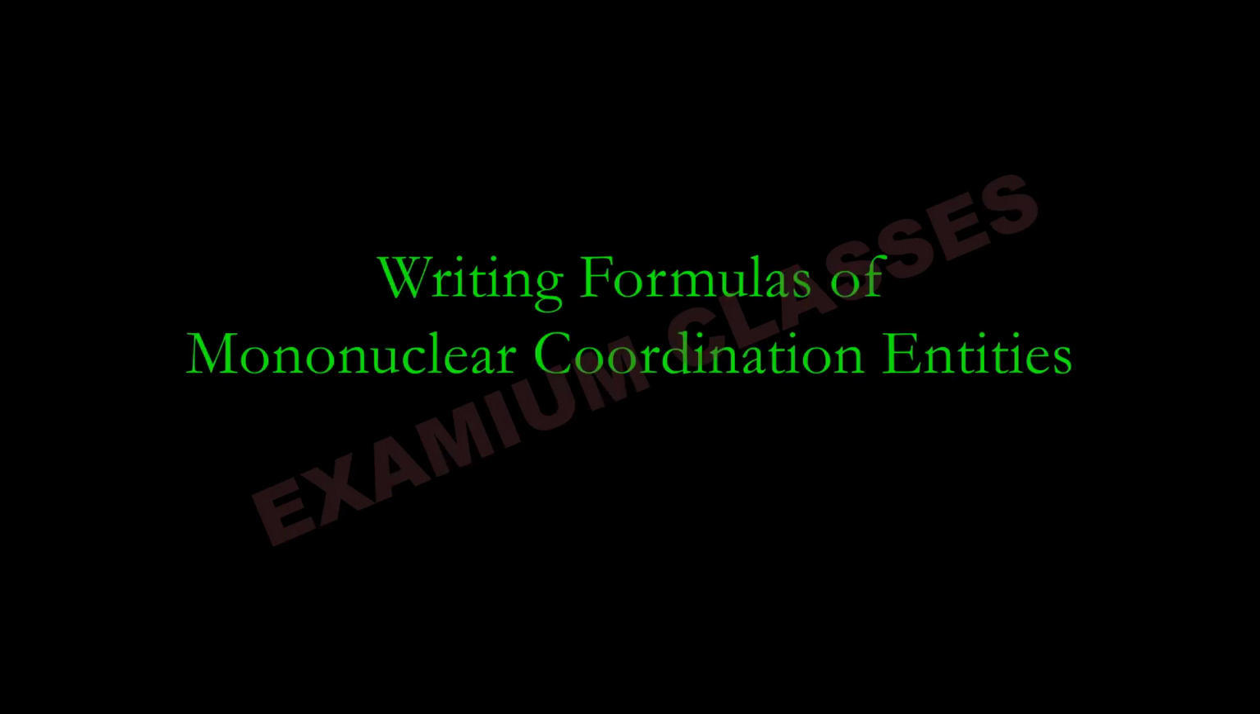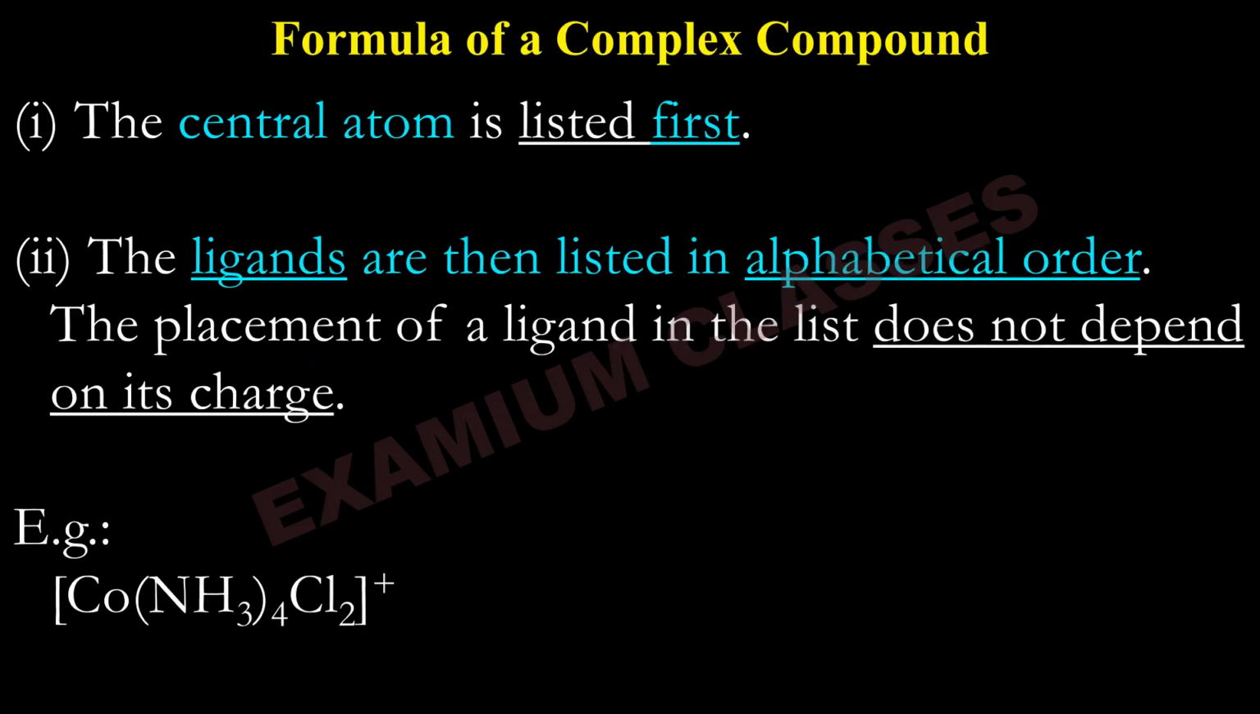Then writing formulas of mononuclear coordination entities, which means we have just one central metal atom, and that's what is in your syllabus. You need to remember a few points, and specific points I will explain, because here I have written exactly what is written in NCERT. Okay, but some explanation is required, otherwise you will make mistakes if you follow exactly what is written here.